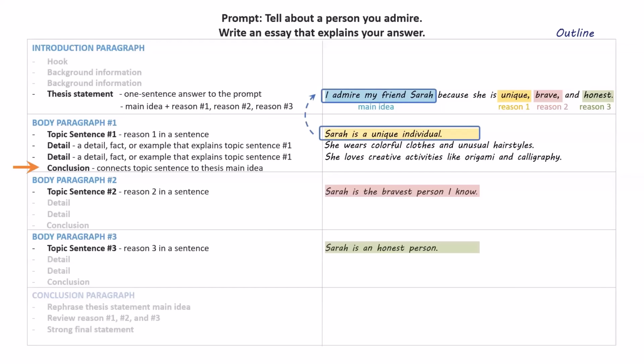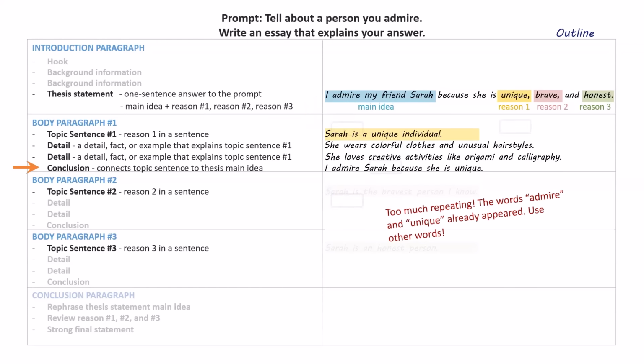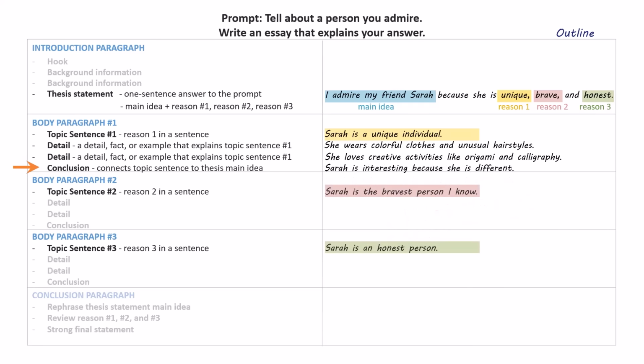So we could write the conclusion sentence, I admire Sarah because she's unique. But we want to avoid repeating the words admire and unique too much in our essay. So we can rephrase that just a little. Sarah is interesting because she is different. Now let's move on to body paragraph 2. The topic sentence reads, Sarah is the bravest person I know.